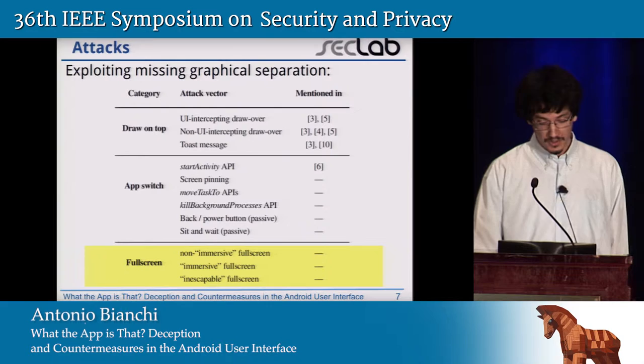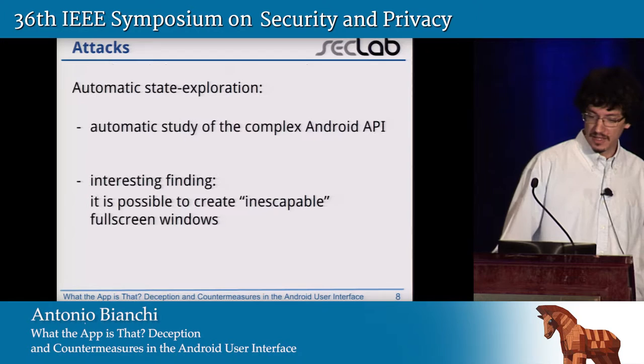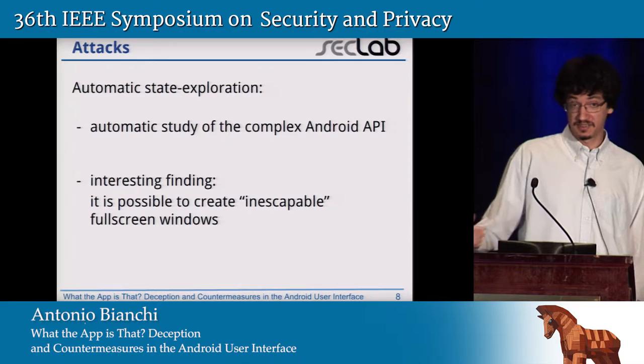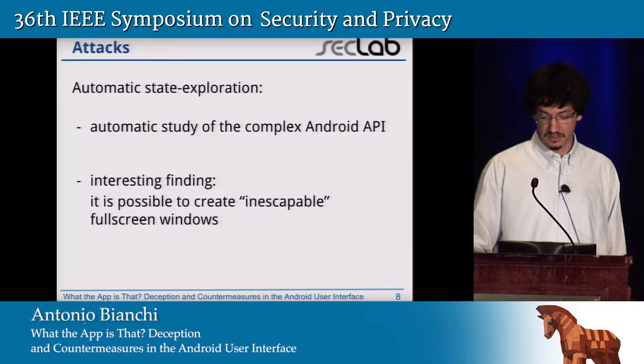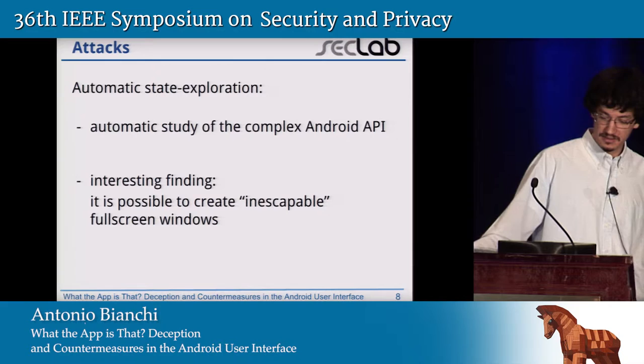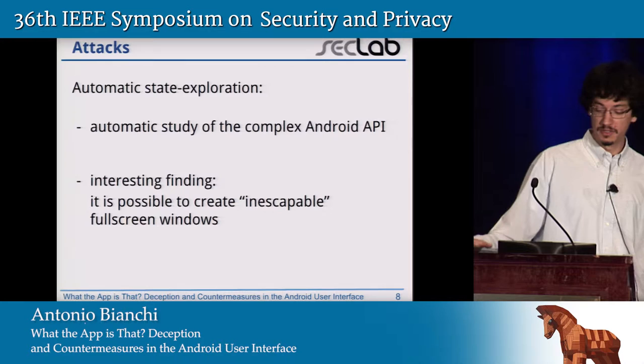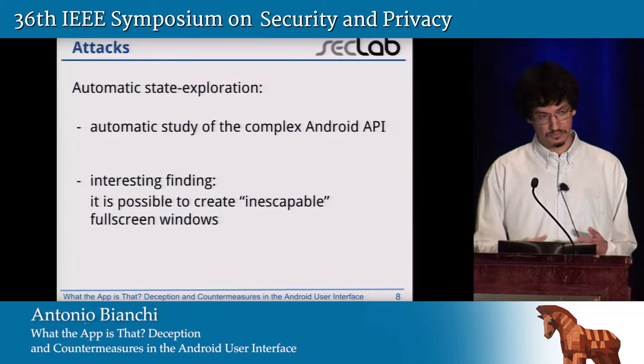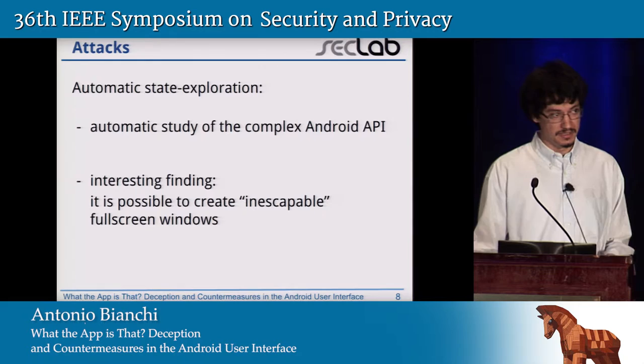So given the complexity of the Android API managing these aspects, we also developed a tool to automatically exercise the API managing these aspects. In particular, we exercise some specific APIs, and we try them with all the possible parameters. One interesting finding is that, in theory, for a full screen window there should always be an easy way to close it and switch to another app. However, we found a combination of flags that allows an attacker to create a full screen window that not only completely controls the device screen, but also does so in a way that makes it impossible for a user to escape from it.